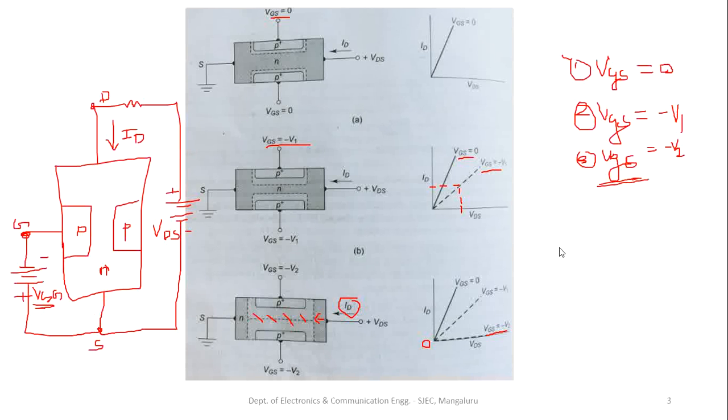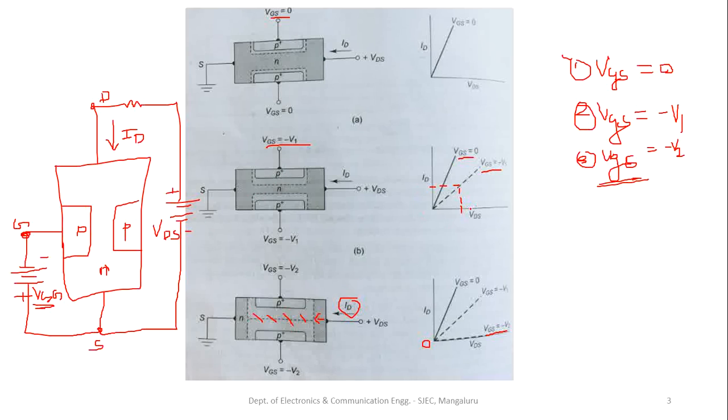Welcome to Module 4, Part 2. So, in the last part, we had discussed the biasing of the JFET. We applied the gate to source voltage, and we increased the drain to source voltage, and we found how the current increases when the gate to source voltage is increased in the reverse bias condition.